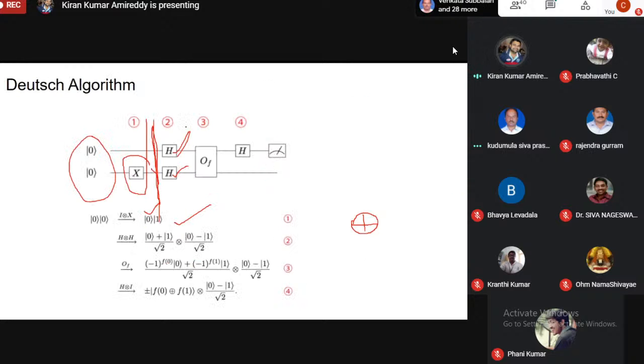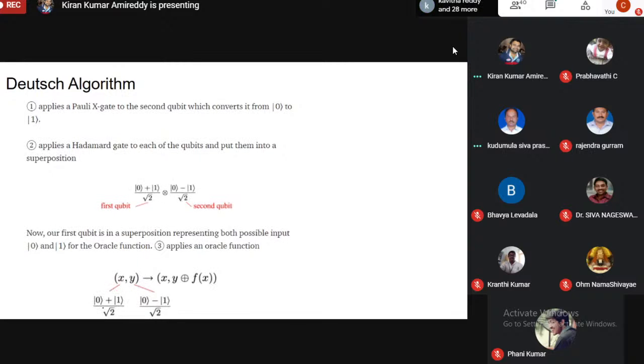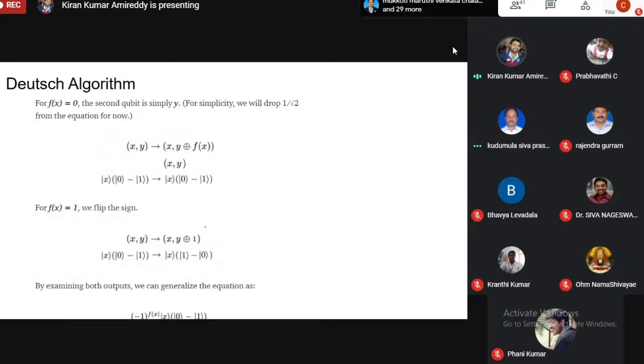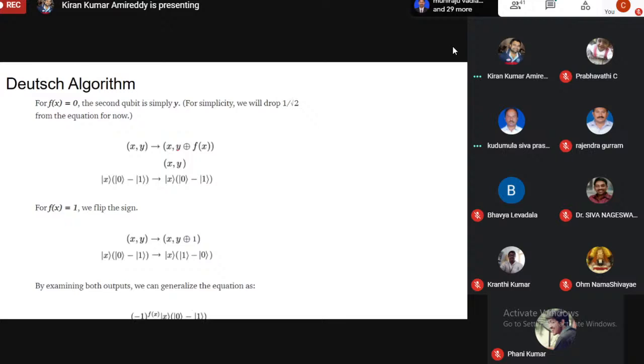So we'll see intermediately how it is operating, that Hadamard. After applying the Hadamard gate on the first qubit and second qubit, then we are applying the oracle function. Once the oracle function is applied to these two qubits, we'll have x y of f of x. So this is the oracle function operation. Then if we substitute f of x is equal to 1, we'll get this one.